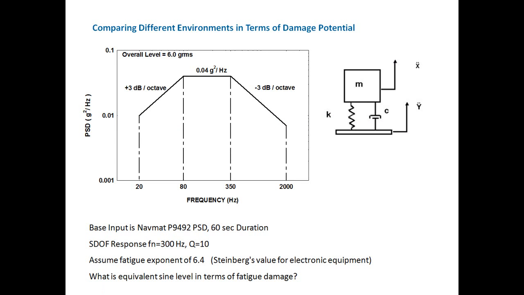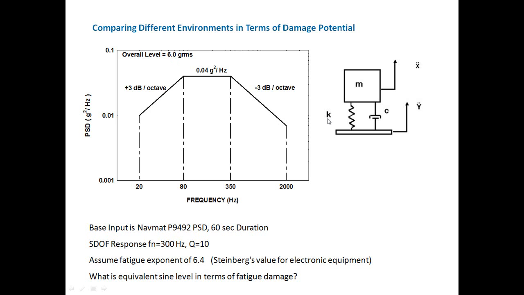So here's a power spectral density, and this is one we've seen before. It's the NAVNET P9492 level. So we have a PSD in G squared per hertz, which is really GRMS squared per hertz, versus frequency in hertz. And if we take the square root of the area under the curve, that comes out to be 6.0 GRMS.